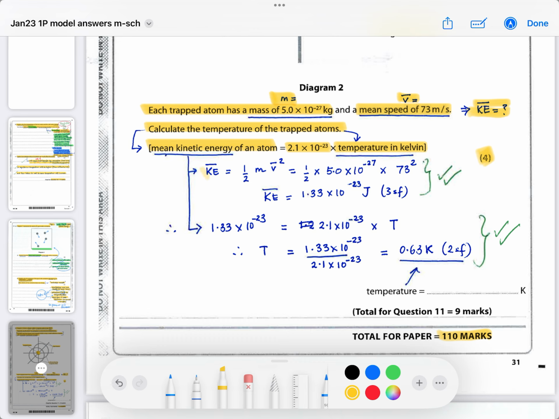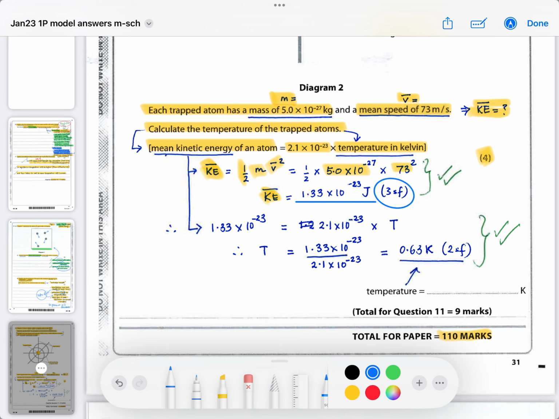So remember, the mean kinetic energy, we know the mass and we know the mean speed. We can just put it into the kinetic energy equation with the data they've given us and work out that half of the mass, there's the mass from above, times the mean speed squared will give us the mean kinetic energy. So when you do that, you'll get a value very small in joules, 1.33 times 10 to the minus 23, if we put it just to 3 significant figures. Okay?